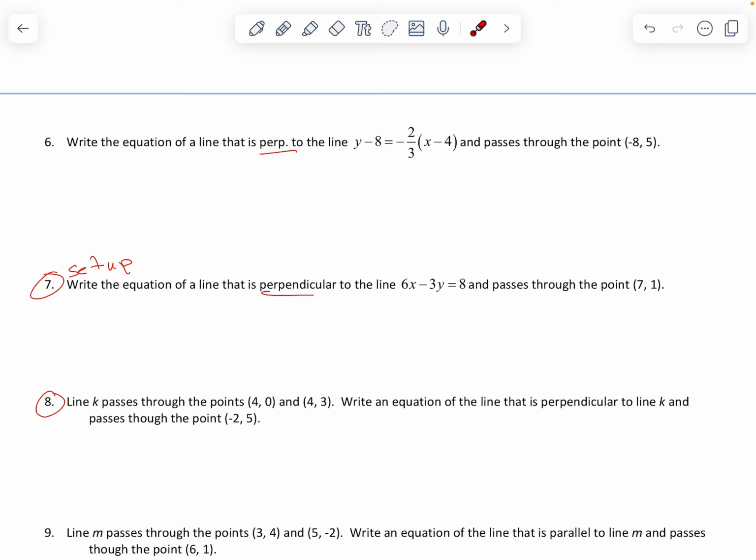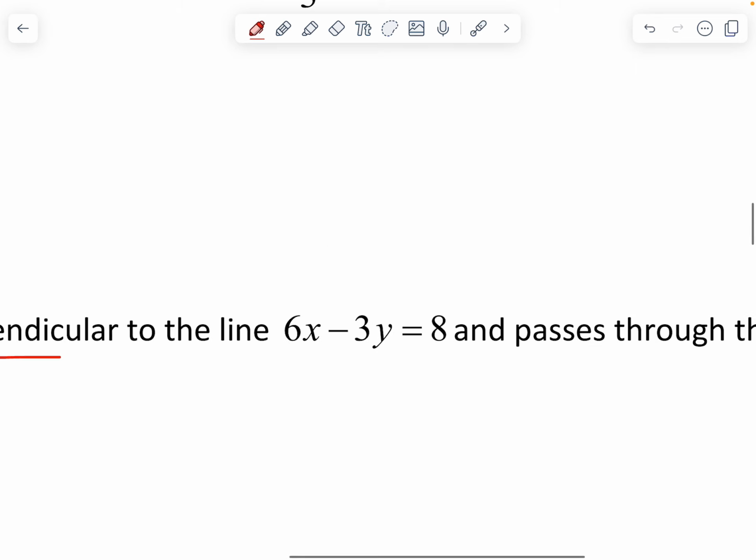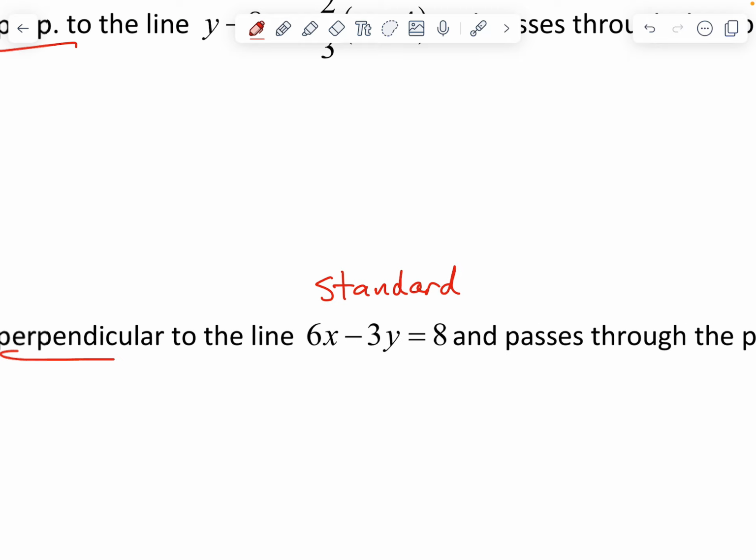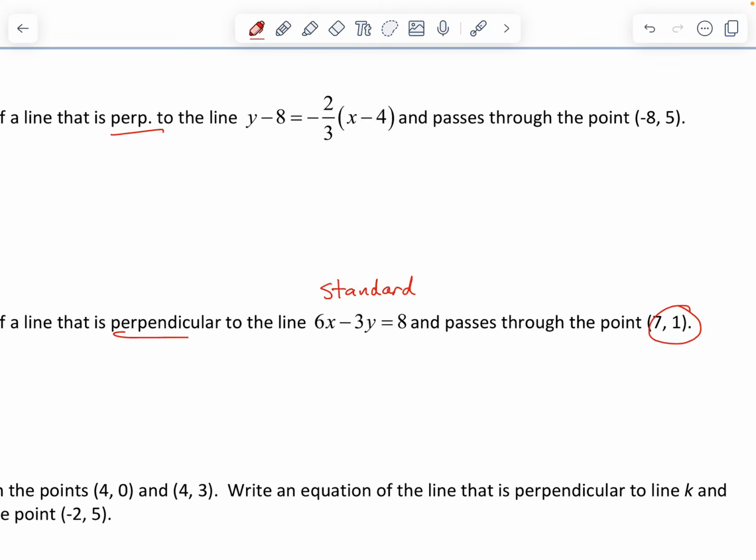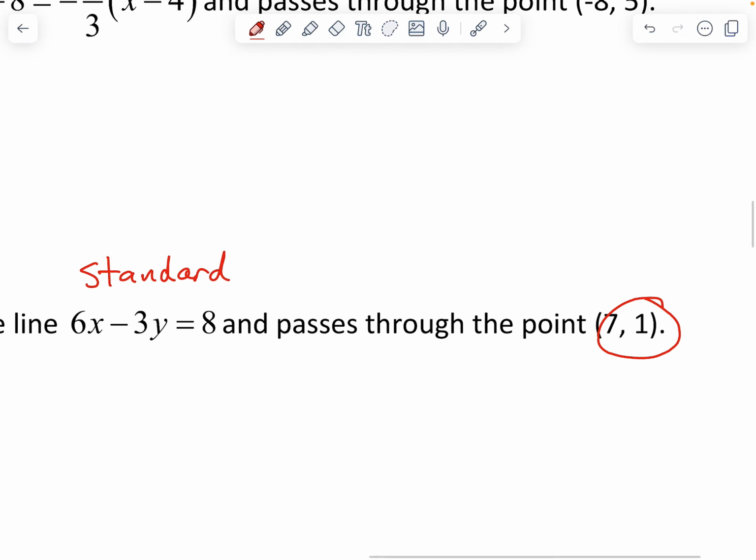Okay. All right, so number 7, write the equation of a line that is perpendicular to the line 6x minus 3y equals 8. So now you'll notice that this equation is no longer in slope-intercept. This is in standard form. Okay, and it passes through this point. So the only way we can really do this one is by converting it to slope-intercept.